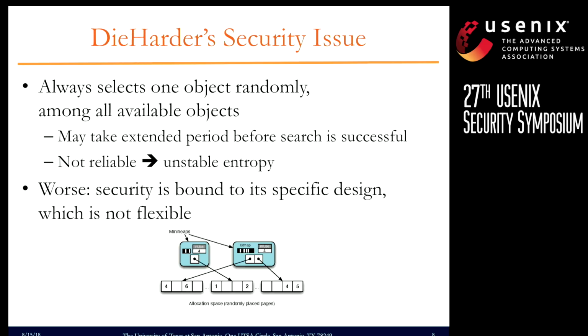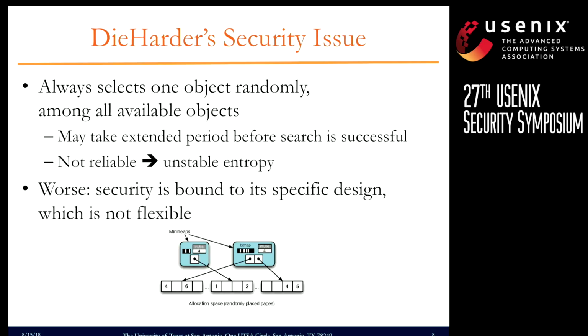So let's look at DieHard. DieHard always chooses one object from among all the available objects in the size class. However, the bags hold fewer and fewer objects as we increase the size of the objects in them. So unfortunately, this means the allocation entropy will decrease across the size classes, like we saw.